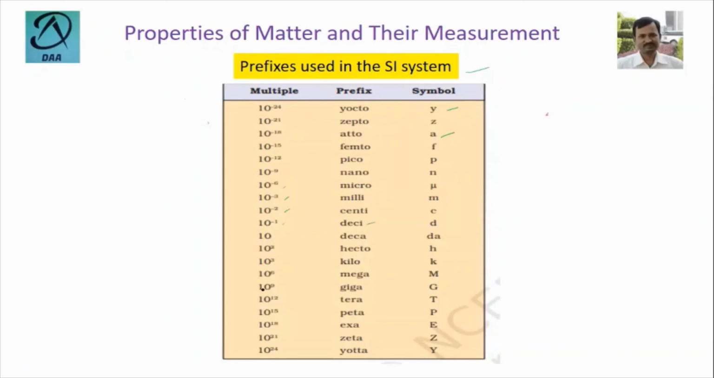Similarly, this will go up: 10, 10 to the power 2, 10 to the power 3 is kilo, 10 to the power 6 is mega, 10 to the power 9 is giga, 10 to the power 12 is tera, 10 to the power 15 is peta. In this way, it will go up to 10 to the power 24.